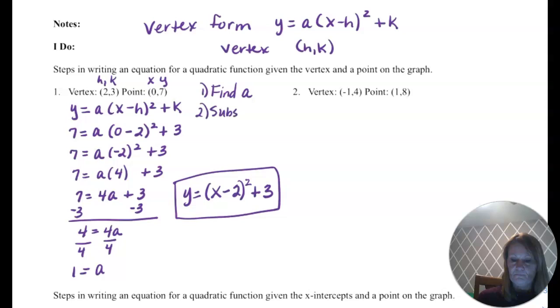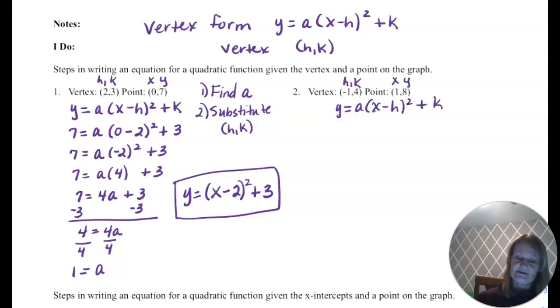Okay, let's go ahead and do number 2. Your vertex, which is your h, k. Again, I like writing that in. Your point, which is your x, y. I like writing that in. I also like rewriting my basic equation. Okay, so I'm just going to substitute things in. So y is 8. a is what I'm going to look for. x is there, the minus is in the formula. h is a negative 1, so be careful there, squared. k is 4. Now I'm just going to simplify.